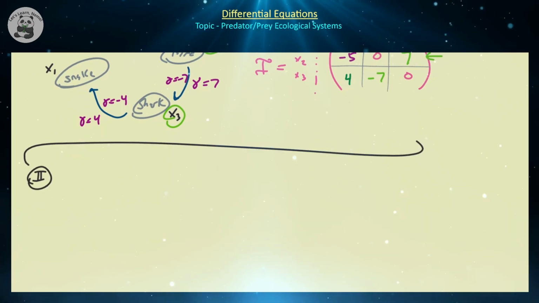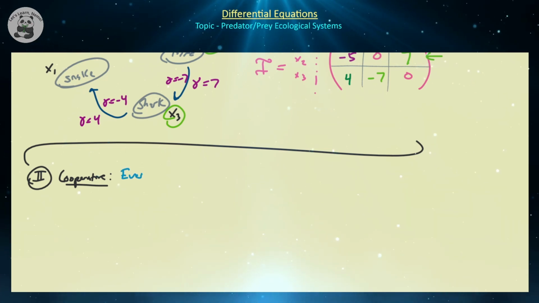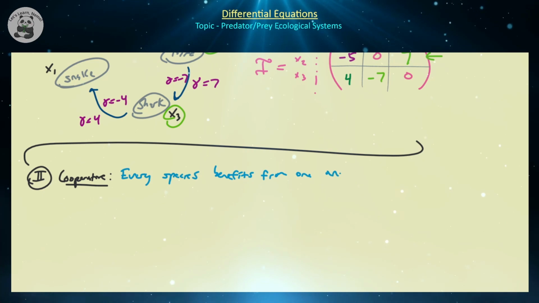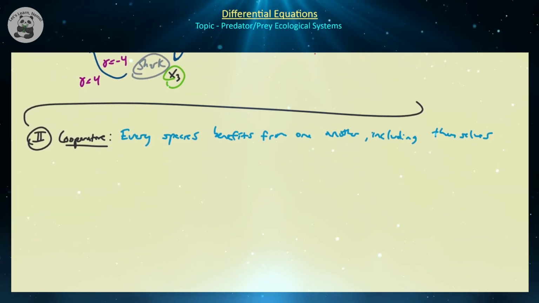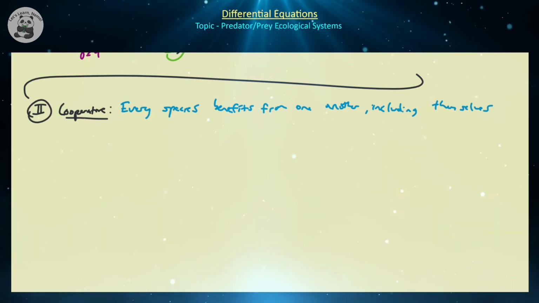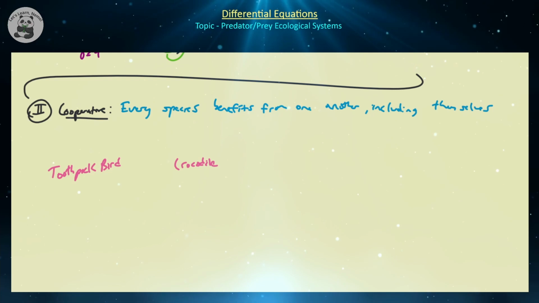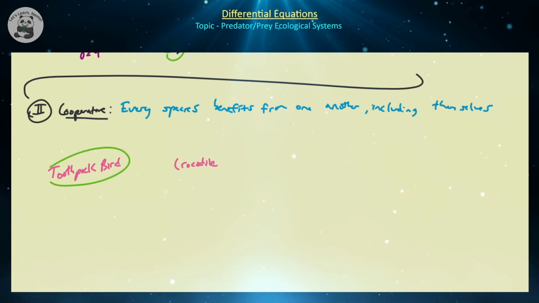So another type of ecological system is what we refer to as cooperative. A cooperative ecological system is where every species benefits from one another, including themselves, right? So let's lay down a couple animals. So let's do toothpick bird, and let's do crocodile. So crocodiles help themselves, and toothpick birds help themselves, right?